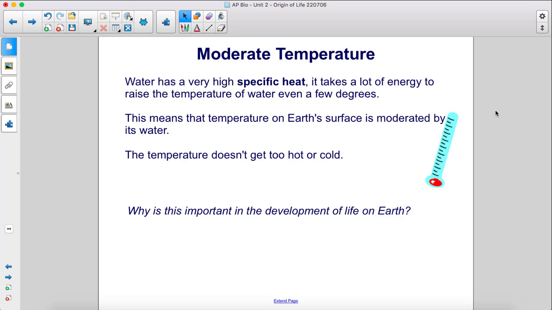Water has a very high specific heat, which means it takes a lot of energy to raise the temperature of water even a few degrees. This means that temperature on Earth's surface is moderated by its water. The temperature doesn't get too hot or cold. Why is this important in the development of life on Earth?